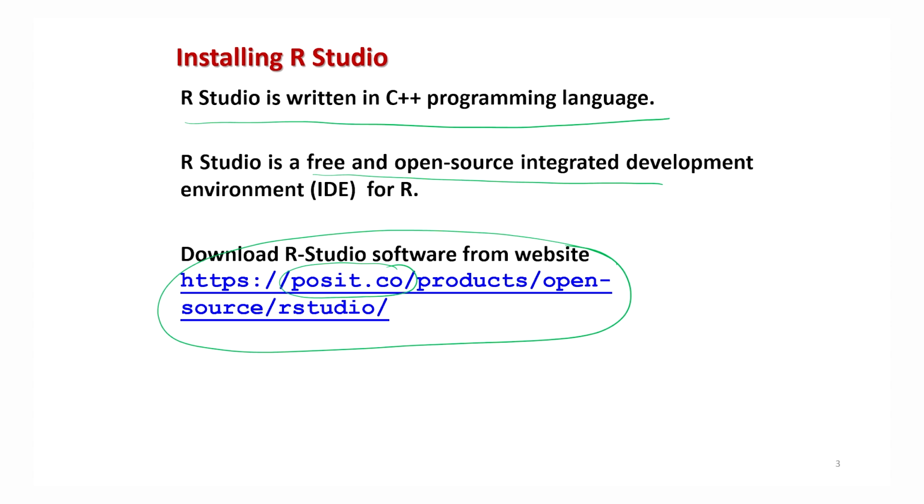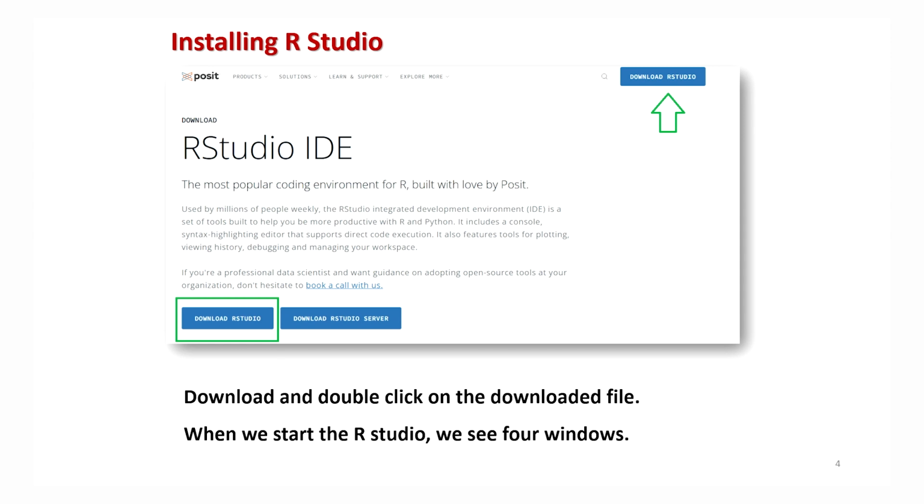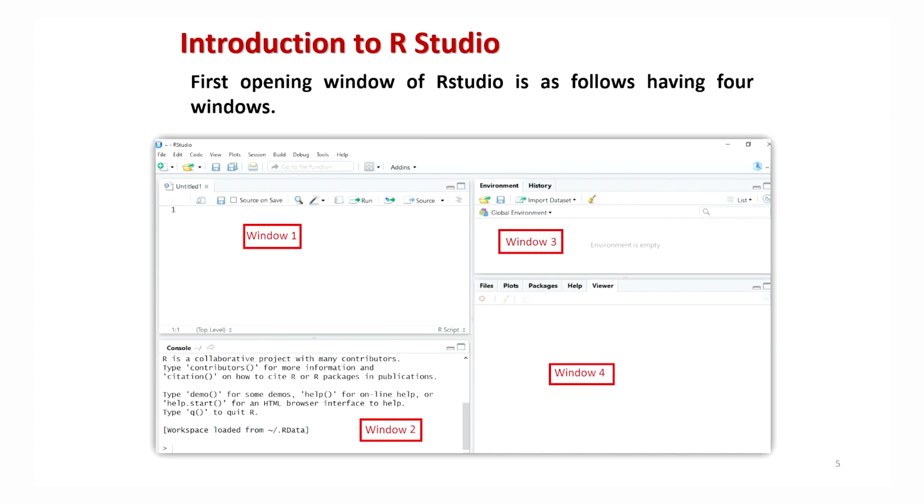If you navigate in that website, you will reach the RStudio software. There are some other software also, but then you have to see what you want on that site. As soon as you go to this website, you will see this type of screen, where there is an option to download RStudio, download RStudio Server, etc. So you come to download RStudio, and this file will be downloaded. You can double click on the file, and then RStudio will be installed on your laptop or computer.